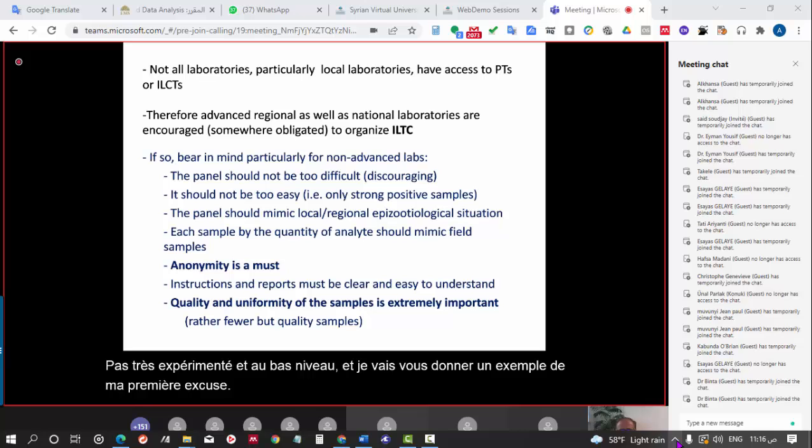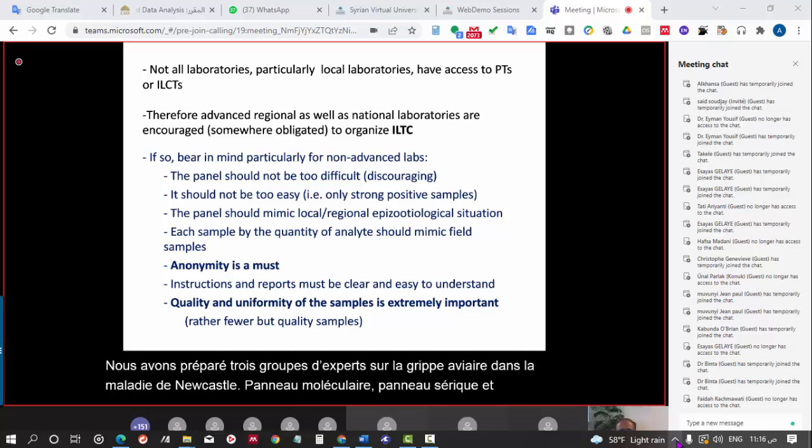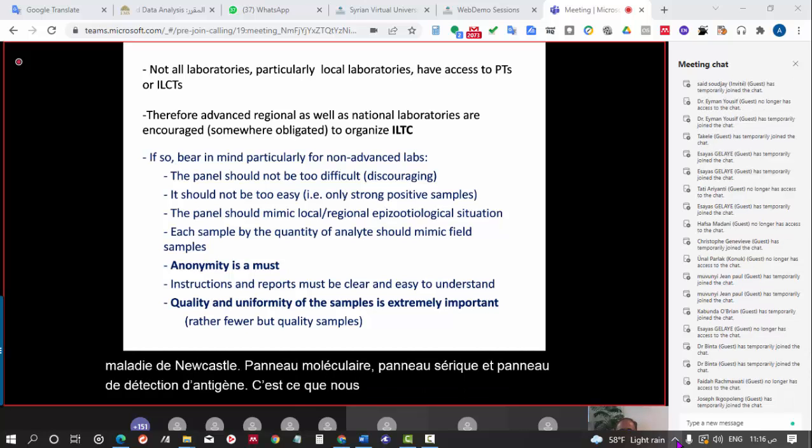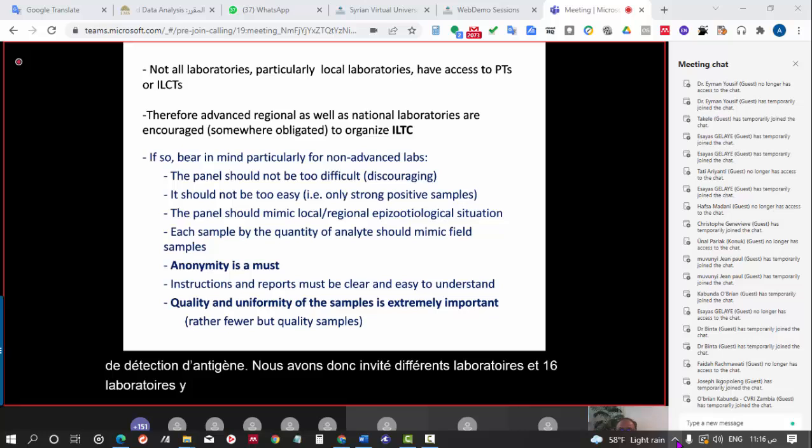interlaboratory comparison testing. It was in 2007. We have prepared 3 panels for avian influenza and Newcastle disease: molecular panel, serum panel, and antigen detection panel. So we have invited different laboratories, and 16 laboratories have participated. Most of them were very advanced laboratories. For example, there were 2 from Great Britain, 1 from Italy, 1 from Sweden, 1 from Austria, then from Canada, Hungary, 2 from Poland, etc.